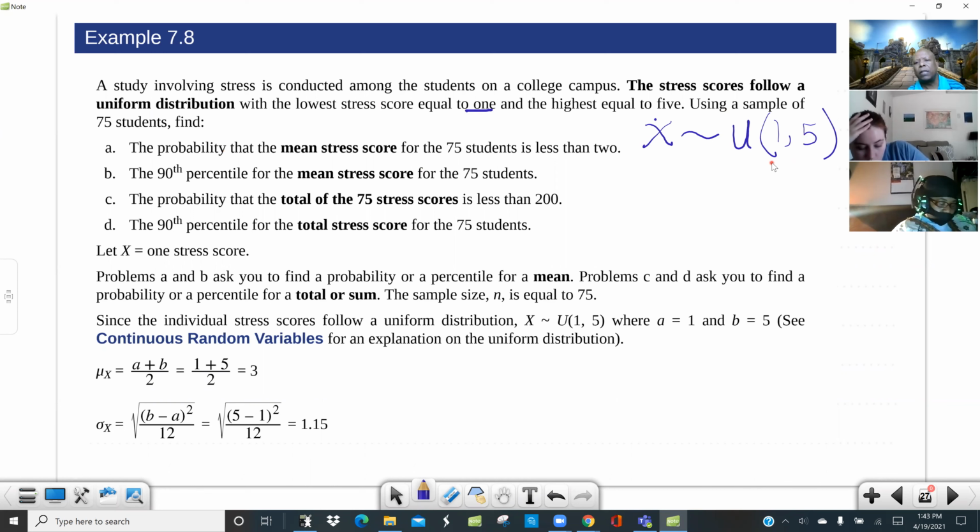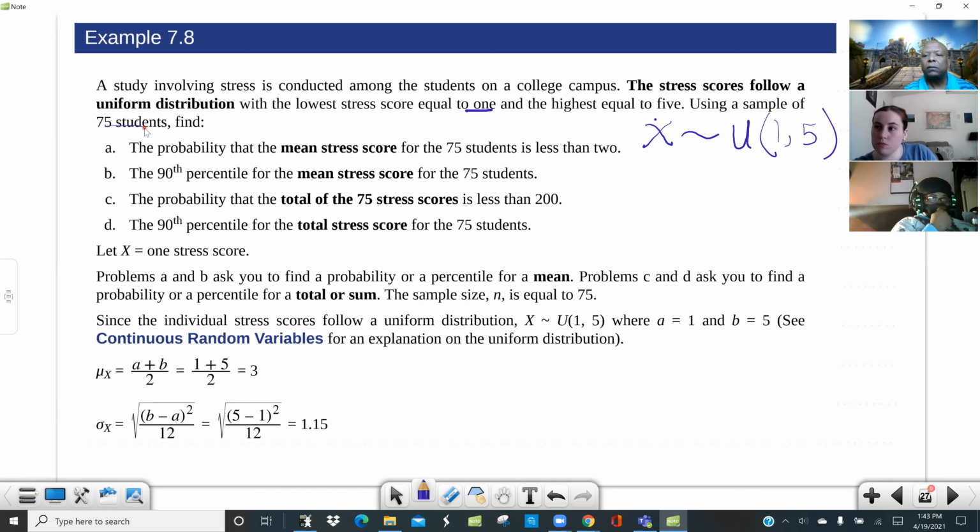Welcome back, chapter 5. That's what this is talking about. A mean of, the lower value is 1, the upper value is 5. That's the uniform distribution, so the population is uniform. The population is not normal. But then what do we do? We use samples of say 75.